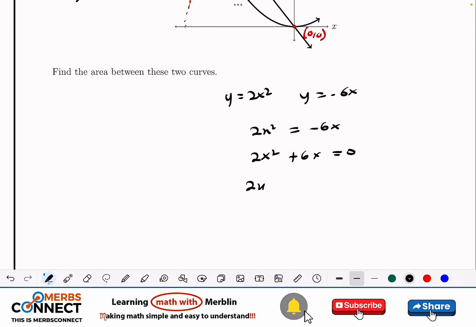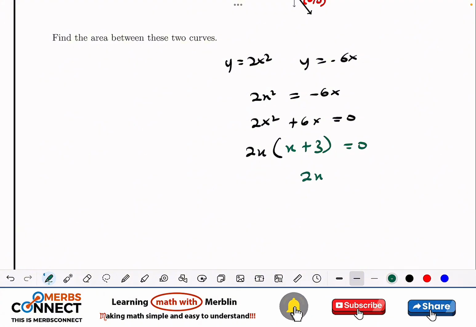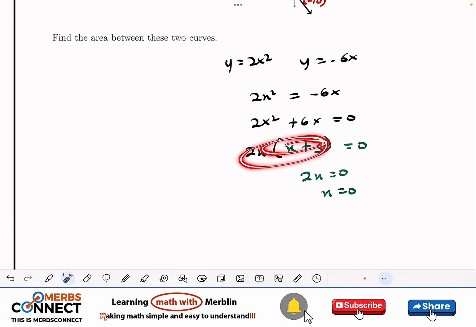And what can we do? We can factor 2x out. And what will be left? It will be left with x plus 6, no, x plus 3. And this is equal to 0. So we can see that when I pick 2x is equal to 0, x should be equal to 0. Right? For this to be 0, when x is 0, everything will be 0.